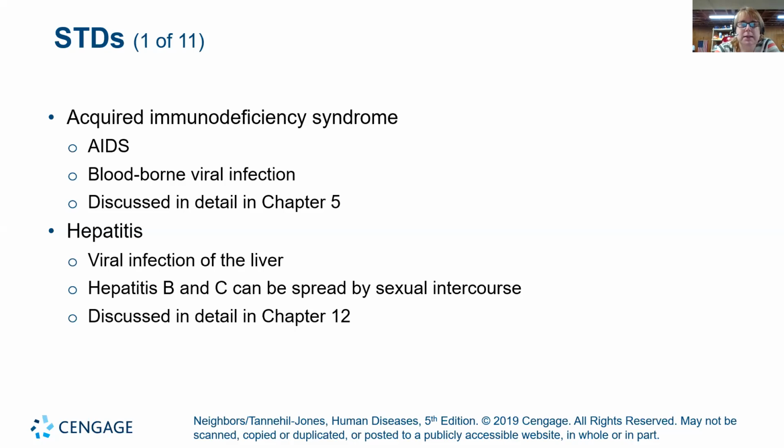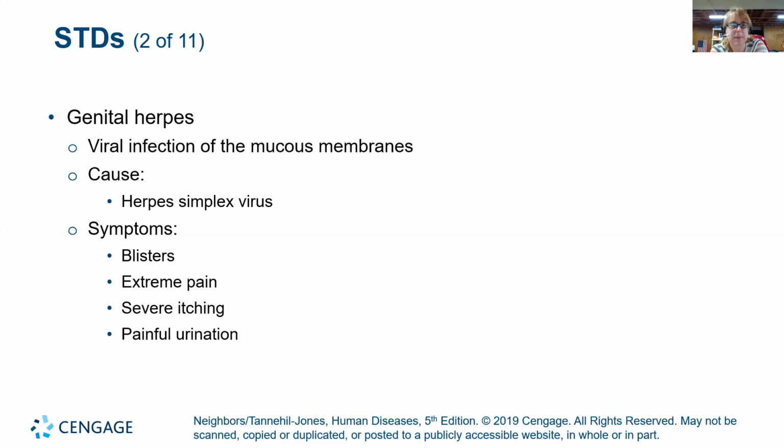So AIDS is a sexually transmitted disease. We talked about it in chapter 5. It's a bloodborne viral infection. Hepatitis is also an STD, okay? It's not the only way you can get hepatitis, but you can get Hep B and C by sex.